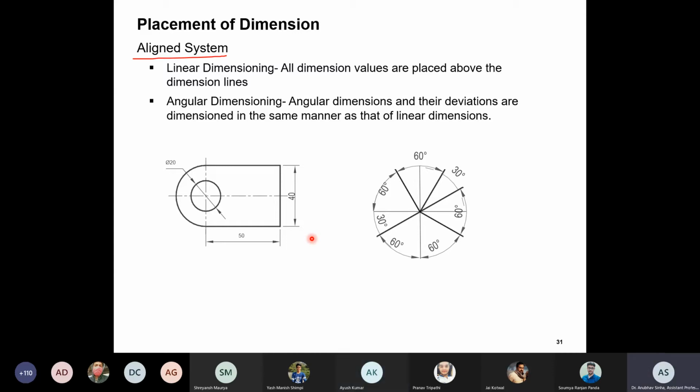I still don't get your question. So he is trying to ask where we use the aligned system and where we use the unidirectional system. So it depends on your application.